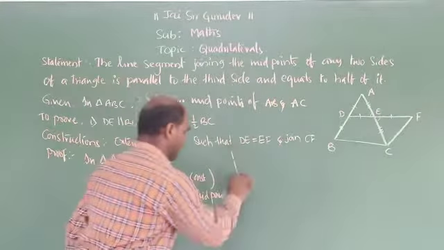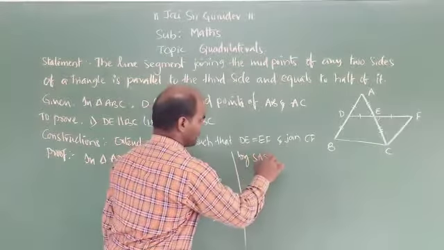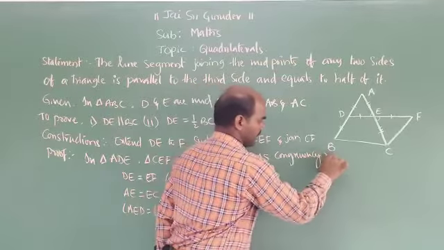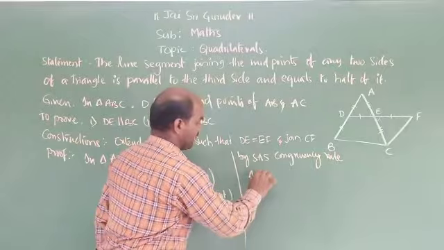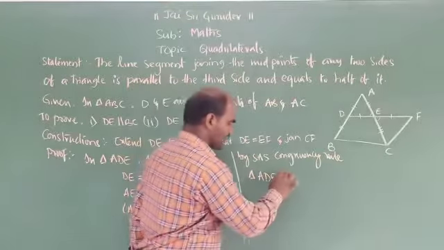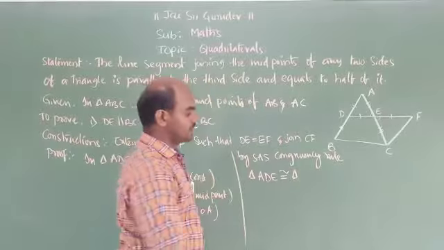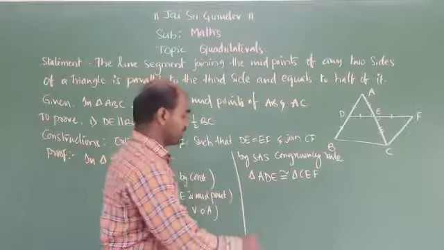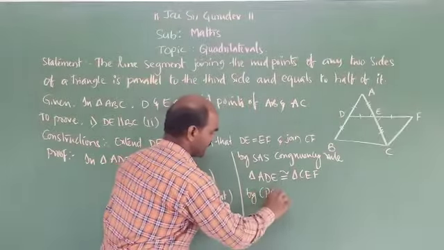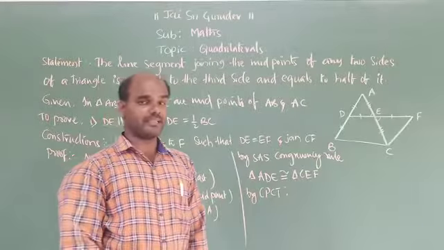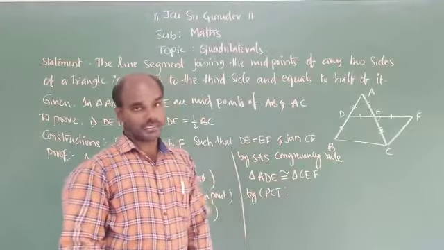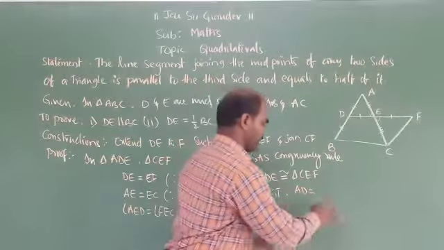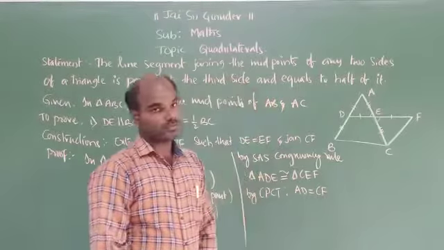Yes. So then, by the SAS congruency rule, triangle ADE is congruent to triangle CEF. Yes or no, children? Then after getting that, by CPCT, what should we get? The remaining sides and remaining angles are equal. So that is why AD is equal to CF.